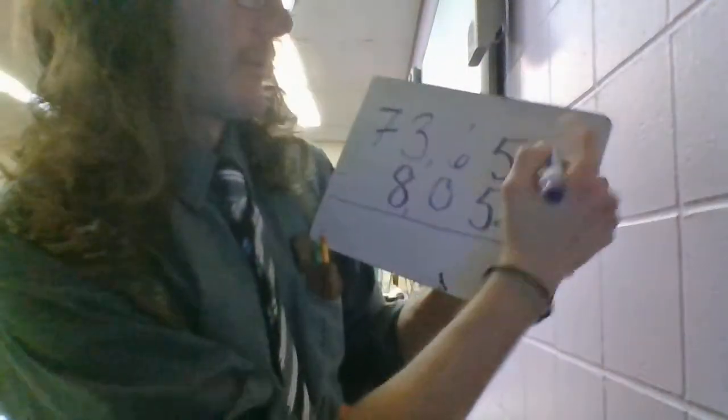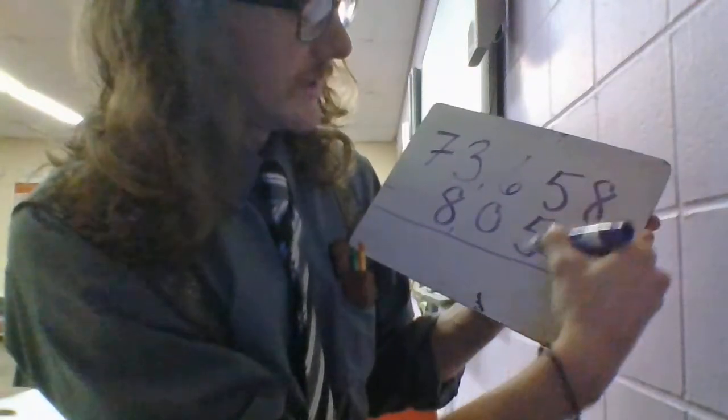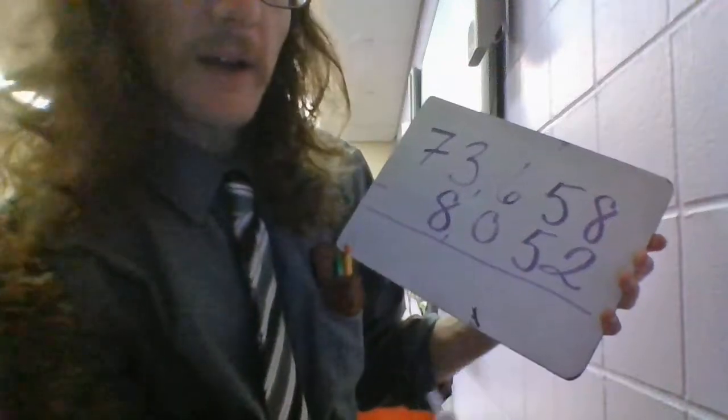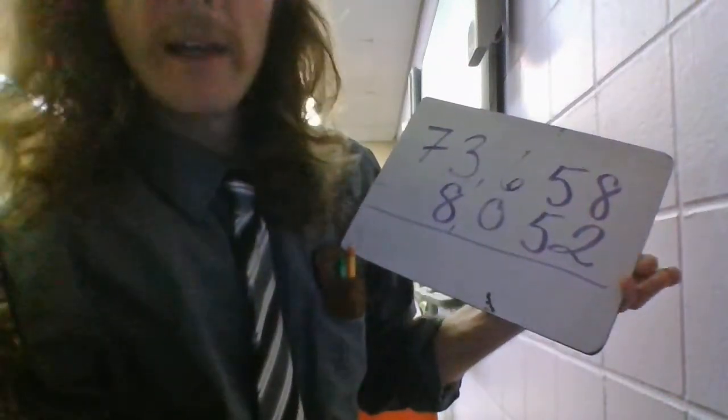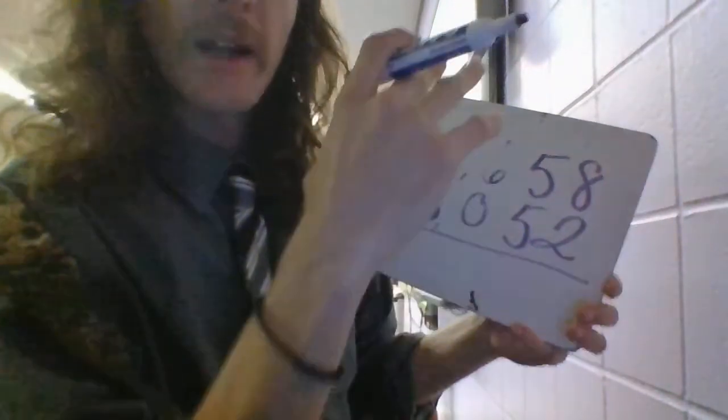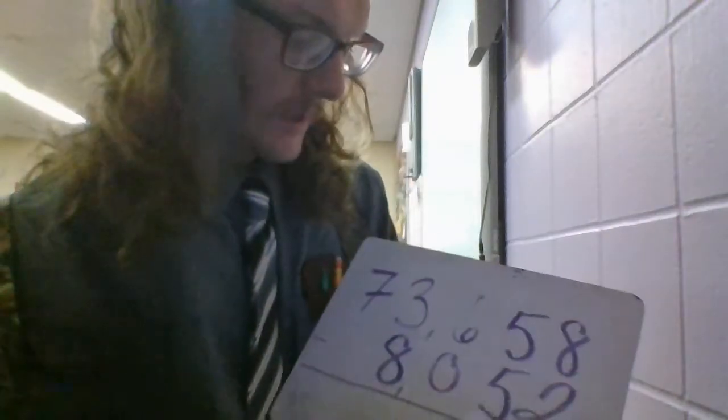73,658 minus 8,052. Let's make sure our place values are lined up. Do you have the ones in the ones place, the tens in the tens place, the hundreds in the hundreds place, the thousands in the thousands place, and the 10,000s in the 10,000s place? Those are very clear. They need to be.